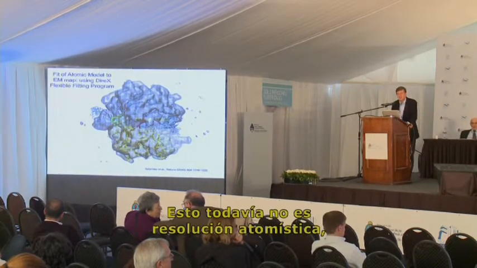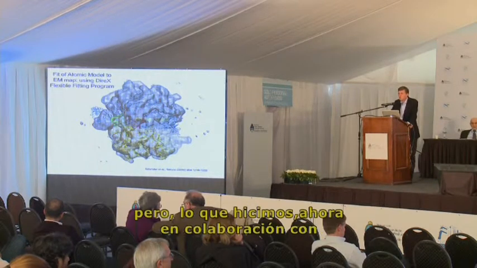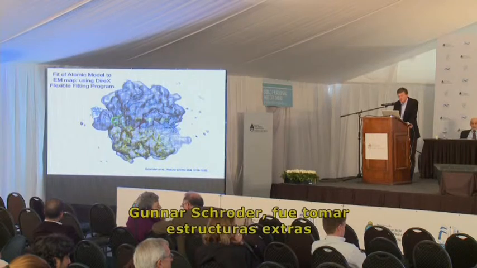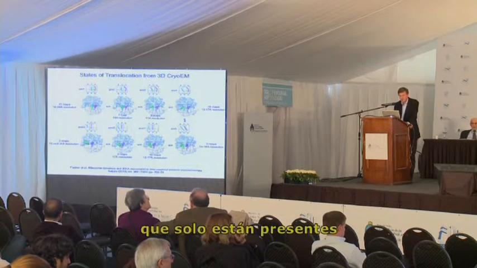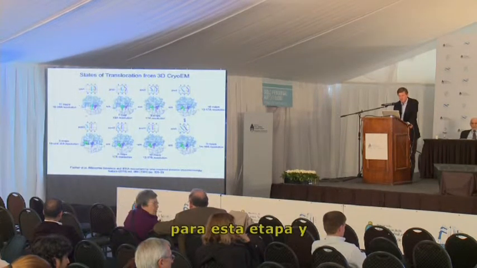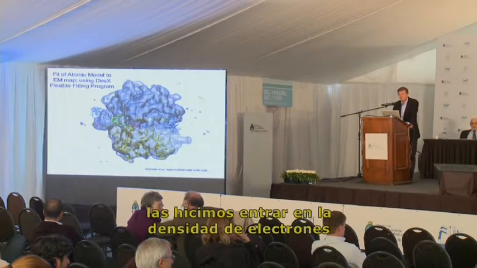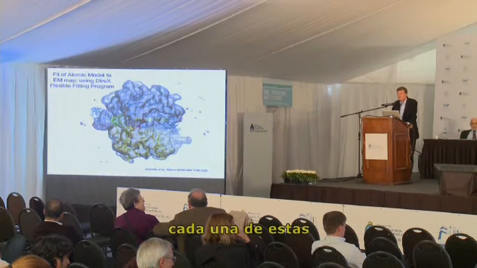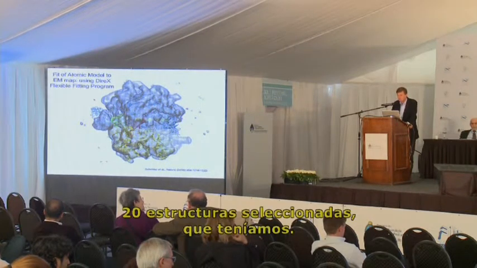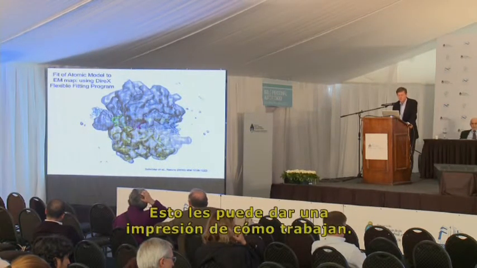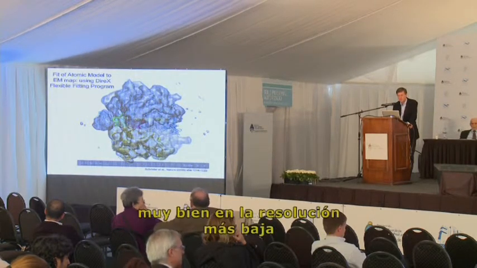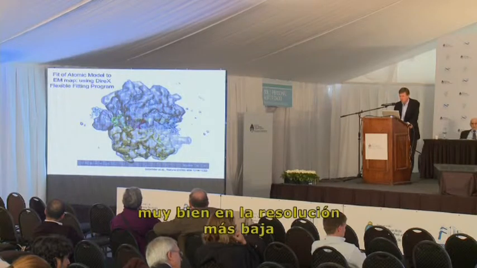Now, this is not yet atomistic resolution, but what we did now in collaboration with Gunnar Schröder is to take an X-ray structure, which is only present for this one stage here, and fit it into the electron density of each of these, in this case, 20 selected structures Holger provided. That gives you an impression how that works. Now, this is the X-ray structure, and you see that it fits nicely into the much lower resolution electron density.